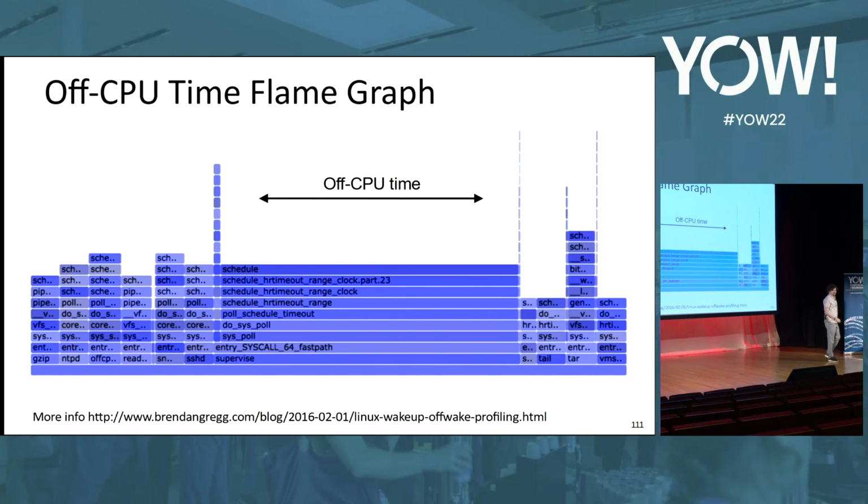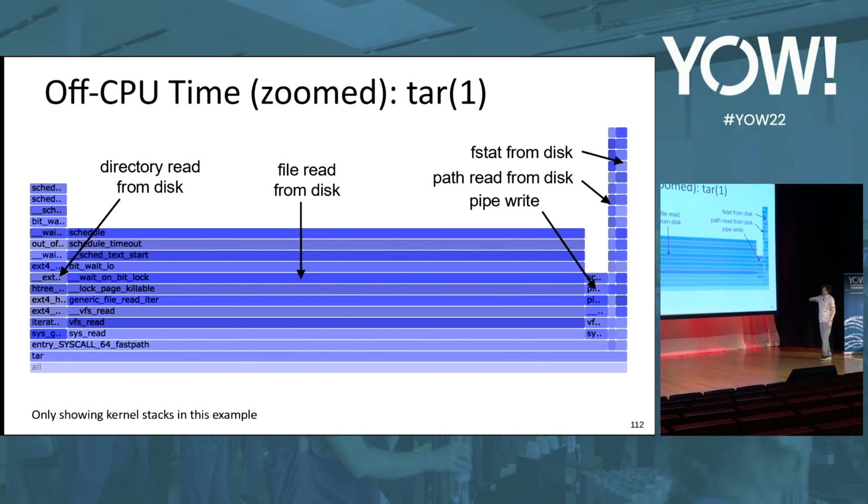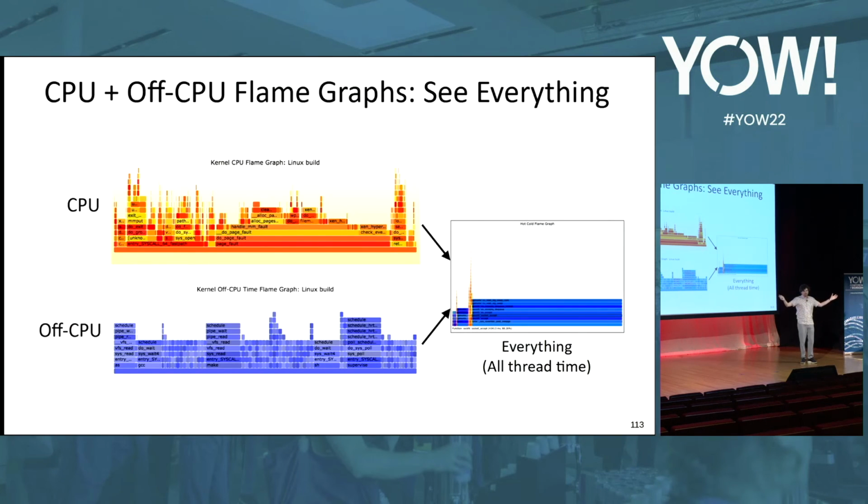There's an example off-CPU flame graph. I changed the colors just to make that point. If you zoom in in this case, I've got the tar disk archiver. I can see how much time I'm spending reading from disk, doing fstat, and other things. This is a great complement to CPU profiling as you get to the bottom of all your performance issues. You see everything if you do both CPU and off-CPU flame graphs. Here I did them both in one flame graph, which sort of works. Off-CPU flame graphs can dominate because you have so much time waiting.